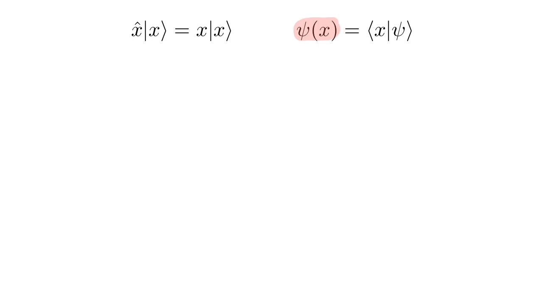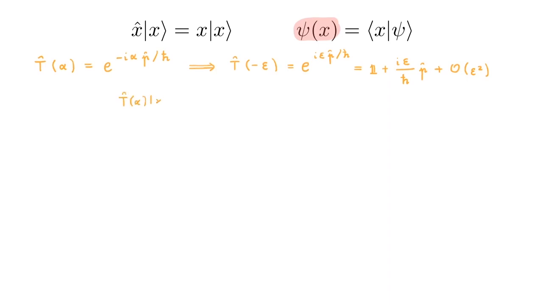A translation by an amount alpha is described by a translation operator T(alpha), which is equal to e to the minus i alpha p over h bar. An infinitesimal translation by minus epsilon is given by e to the i epsilon p over h bar, which we can Taylor expand to obtain 1 plus i epsilon over h bar p plus a term of order epsilon squared. Another result we need is that the action of the translation by alpha on a ket x is equal to another ket x plus alpha, in that the corresponding expression in dual space is such that the bra x times the translation operator alpha is equal to the bra x minus alpha.